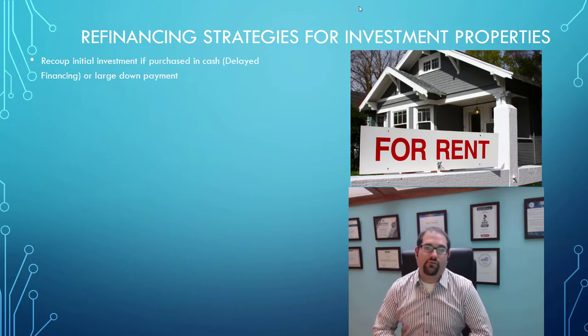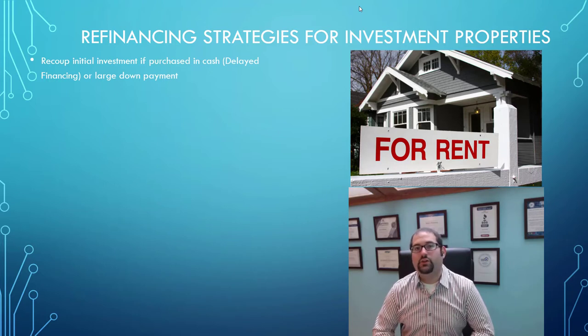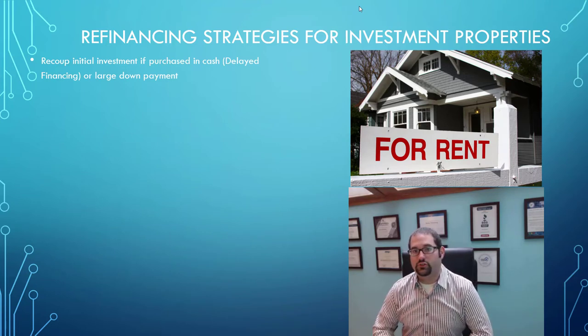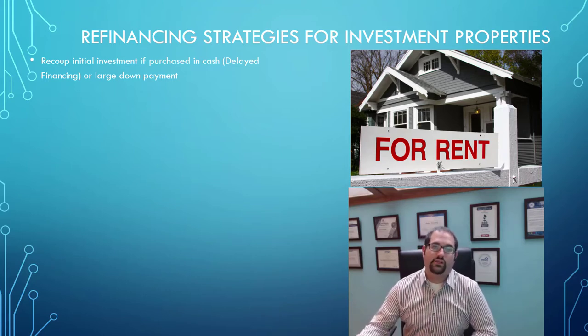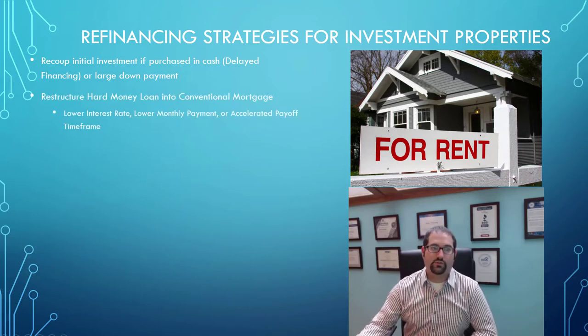Now, if the refinance is done within the first 6 months that you own the property, then it's considered delayed financing. And anytime that you refinance within the first 6 months, the lender is going to go off the lower of the purchase price or the appraised value. So you can't use the current market value until after you've owned the property for 6 months.